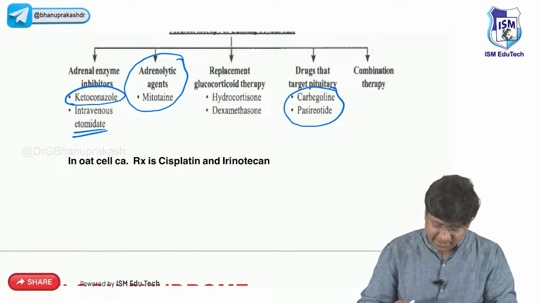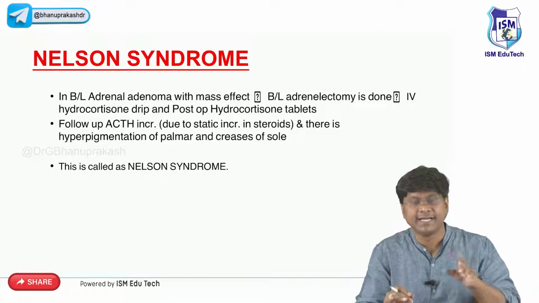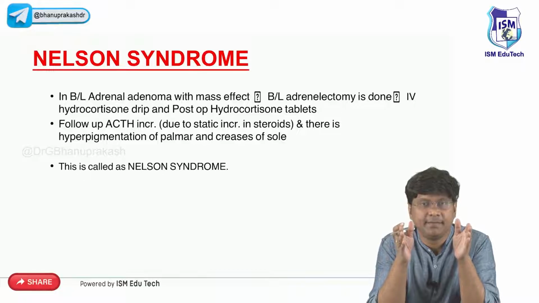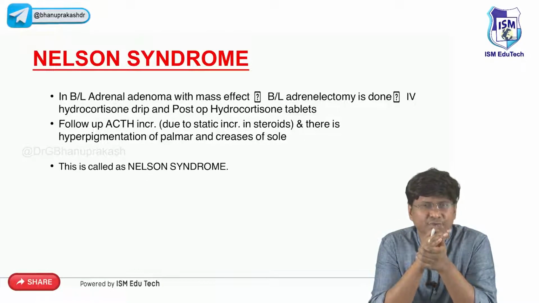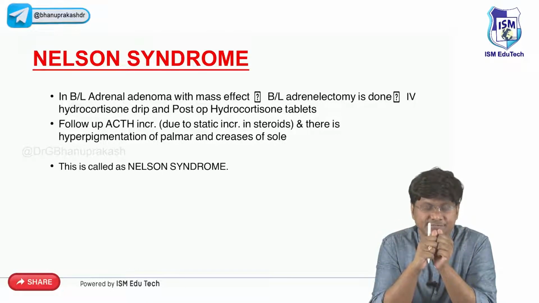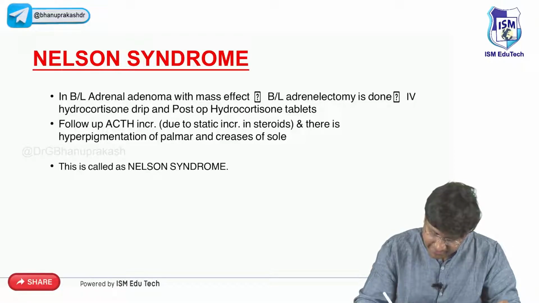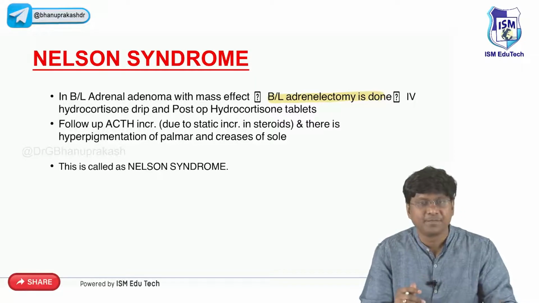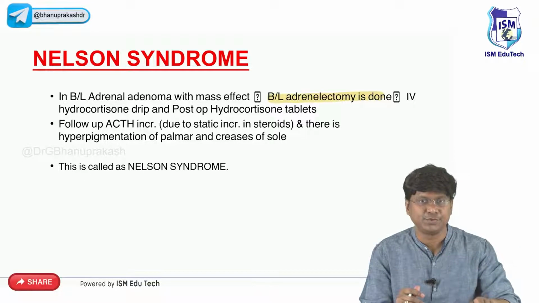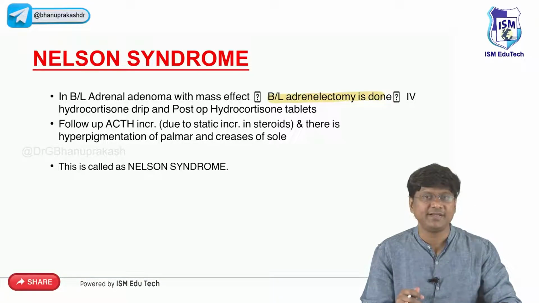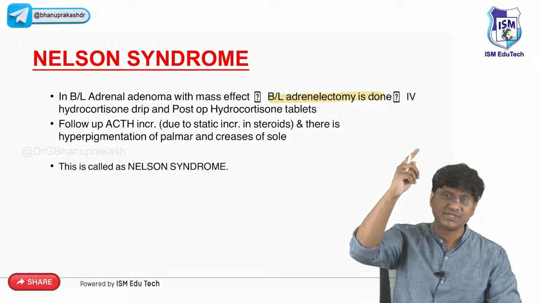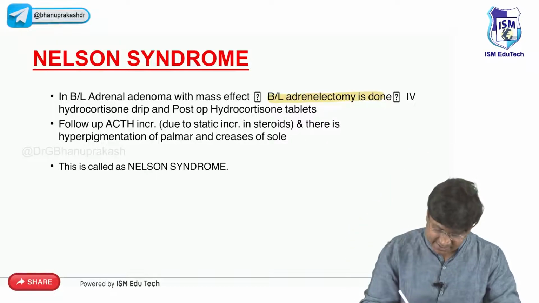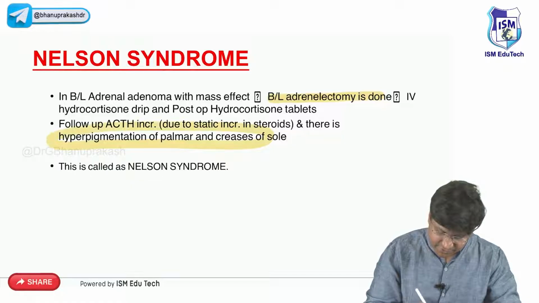But the problem is that if the patient is having bilateral adrenal adenoma or bilateral adrenal carcinoma, in such a case, what happens? You need to do bilateral adrenal resection. So when you do a bilateral adrenalectomy, steroid levels are completely reduced. When steroid levels are completely reduced, what will happen to ACTH levels in the pituitary? Increases. MSH increases. When MSH increases, that will cause hyperpigmentation.